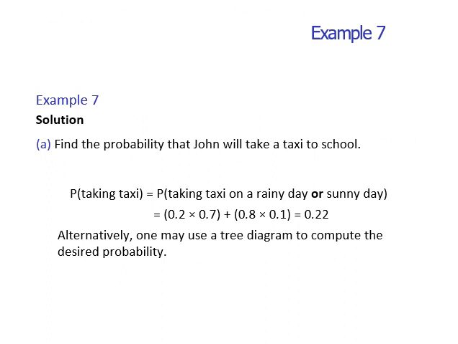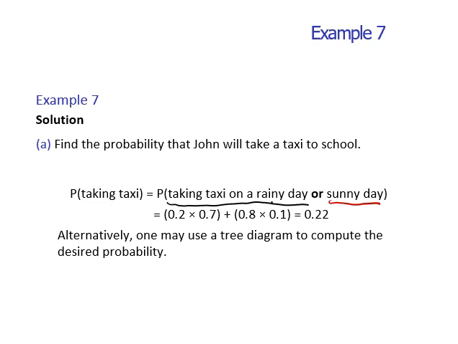Okay, so we want to find out the first question, the probability that John will take a taxi to school. John taking a taxi to school comes from two different things: John taking a taxi to school on a rainy day, or John taking a taxi to school on a sunny day. So there are two probabilities. You have both of them, it gives you 0.22.